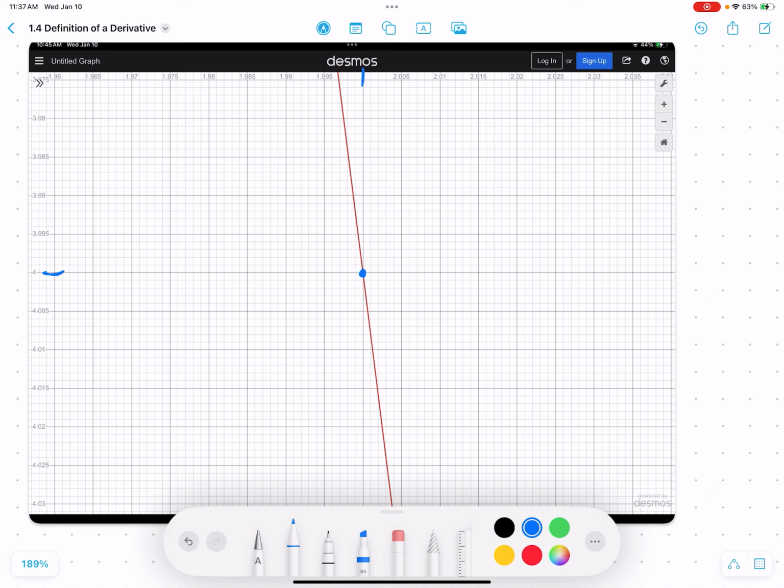And take a look at the scales. You'll notice I zoomed in quite a bit. If I zoom in, my graph looks linear. If I look at the slope of this quote-unquote linear line, even though it's not linear, it just looks linear because I've zoomed in so much, I'm going down 1, 2, 3, 4, 5, 6, 7, 8, and over 1. A slope of negative 8.